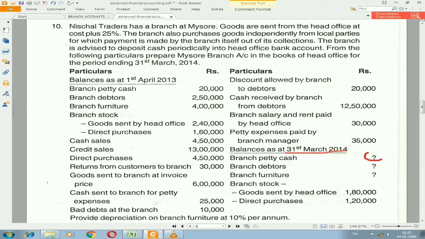For that you need to start from the cash balance held by the branch on the starting day. On the opening day, the branch had 20,000 of opening cash. Then the cash sent by the head office, that is 25,000. And then we have petty expenses paid by the branch manager. That is the expenditure, the petty expenses we are supposed to deduct.